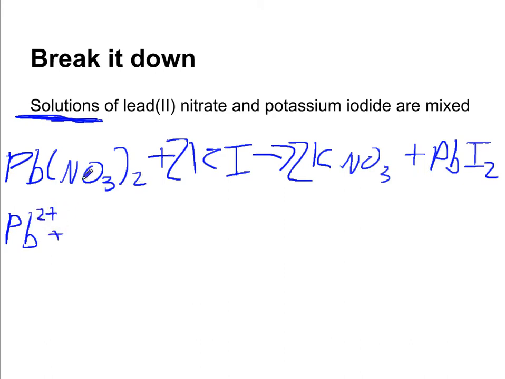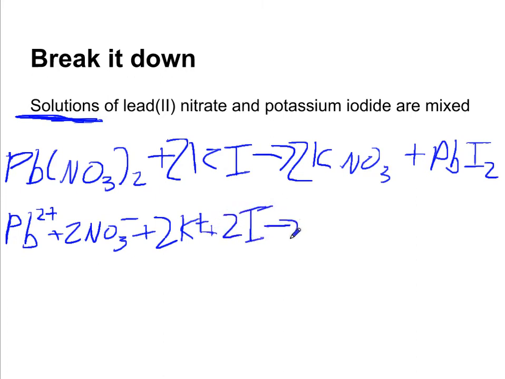We're going to have 2 nitrate ions because of that subscript. We're going to have 2 potassium ions and 2 iodide ions. Now looking at the product side, if you know your solubility rules and listen to what I said earlier, you know that nitrates are generally soluble, and that's the same way with potassium. So we're still going to have 2 potassium ions and 2 nitrate ions.